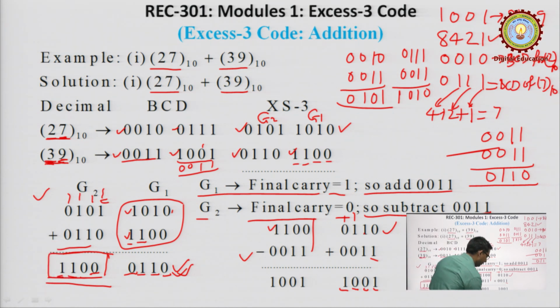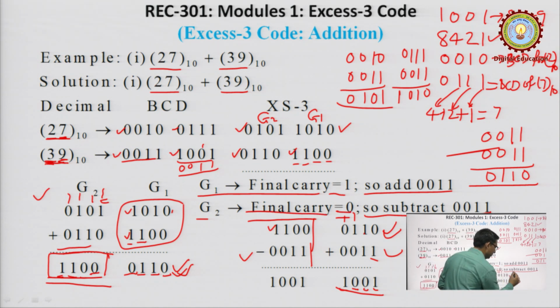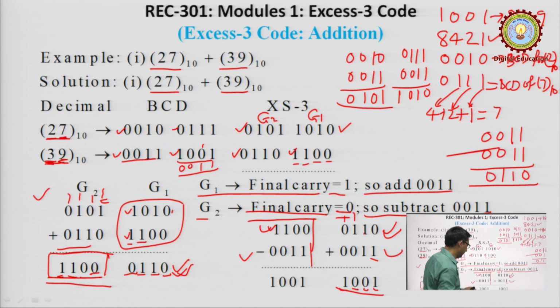So, in this column, this is the sum of these 2 numbers, and for group 2 the final carry is 0. So, we are going to subtract. If we subtract 0011 from 1100, what will we get?